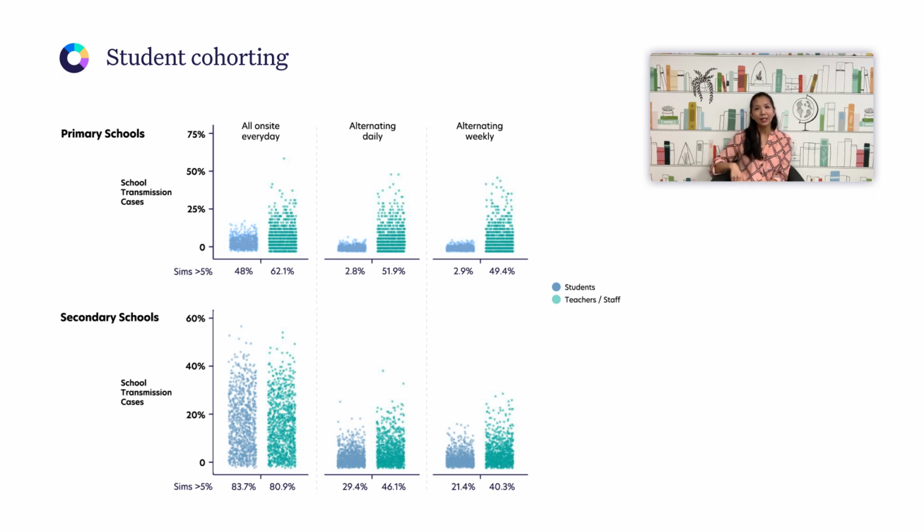What you'll also notice is that student cohorting can be very effective in reducing the likelihood of outbreak within the student population, but the teachers are still susceptible to outbreak. And this is because although the students are on an alternating schedule, the teachers are still on campus 5 days a week in order to be able to teach all the students across the cohorts.